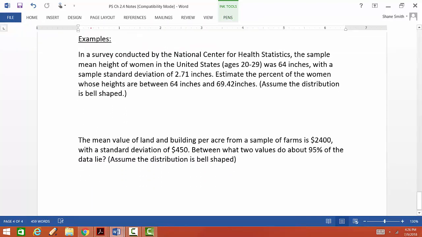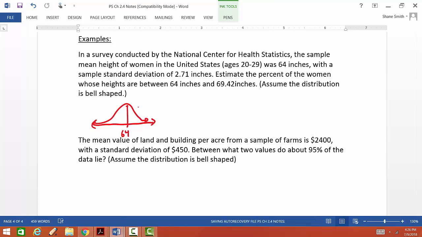Okay, so hopefully you paused it and you saw the solution, or you have your own solution. So let's see if what you have makes sense. In a survey conducted by the National Center for Health Statistics, the sample mean height of women in the United States ages 20 to 29 is 64 inches. So this is the mean. When you have a problem like this, I would highly advise sketching a small bell curve to help. We'll put 64 in the middle because that's the mean, and the sample standard deviation is 2.71.